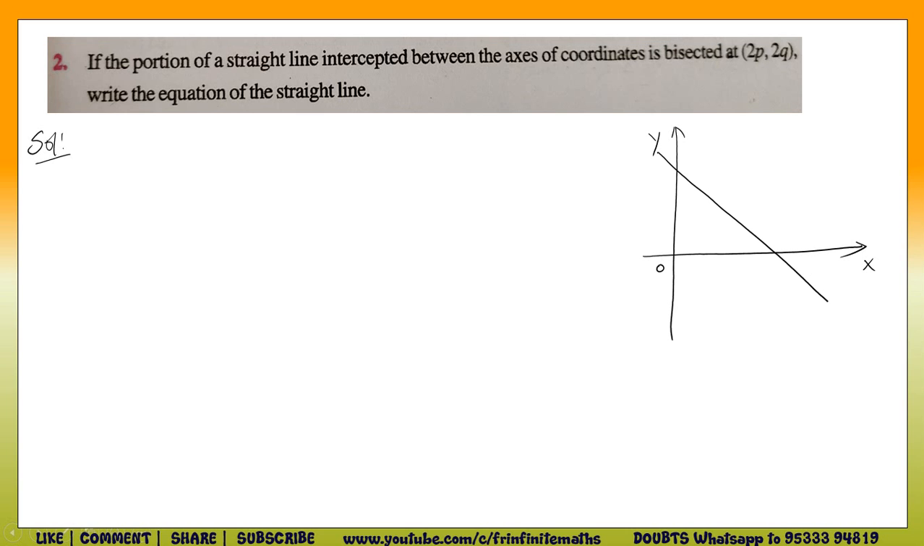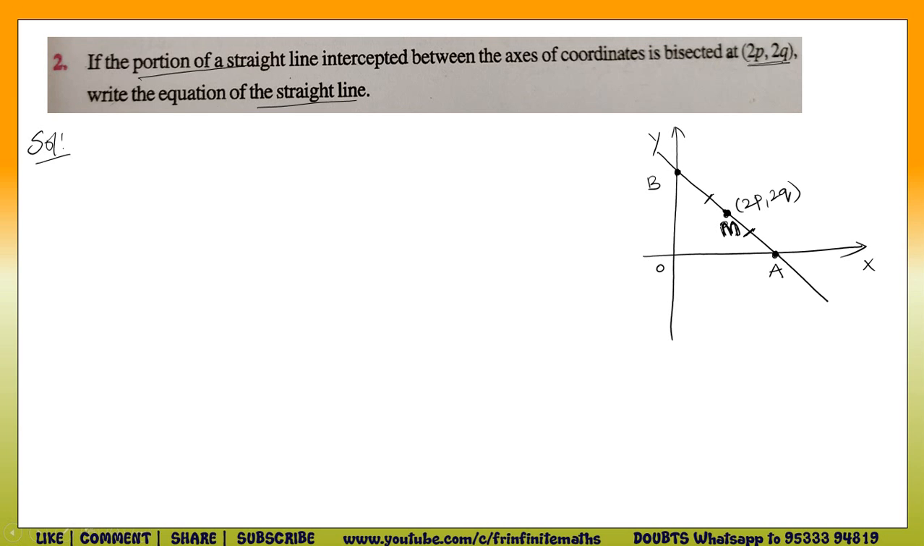So there is a straight line. He is telling a portion of the straight line, so only this part, from here to here. Let this point be some A, let this point be some B. It is intercepted between the axis of coordinates and is bisected at, so bisected means the midpoint of this AB. Let the midpoint be some M. Then this point is 2P comma 2Q. Then what is he asking? He is asking you to write the equation of this straight line. He has given a point 2P comma 2Q which is at the midpoint. Midpoint means it is dividing so that AM is equal to BM.